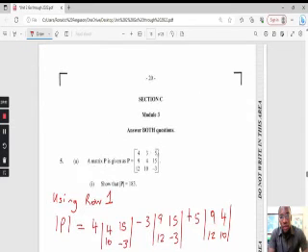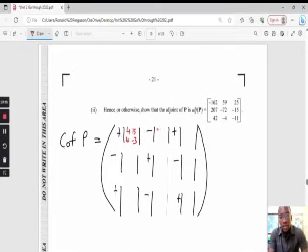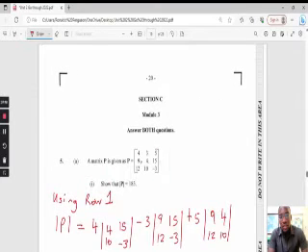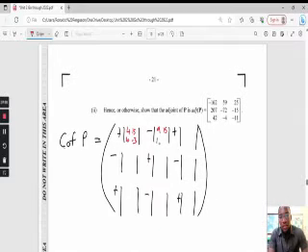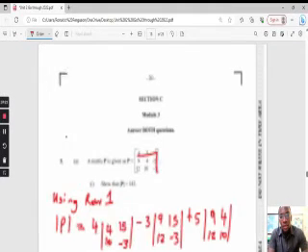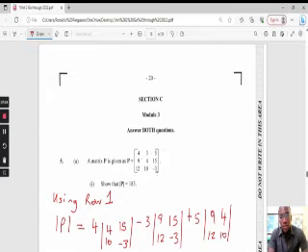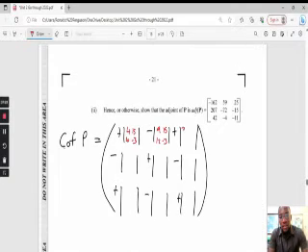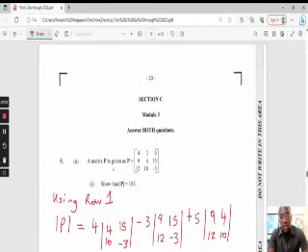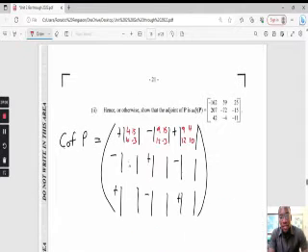Then we'll look at 3 here. Cross the row and the column. We have 9, 15, 12, minus 3. And cross the row and the column with 5. So we have 9, 4, 12, 10. And cross the row and the column right here with 9. We have 3, 5, 10, minus 3.